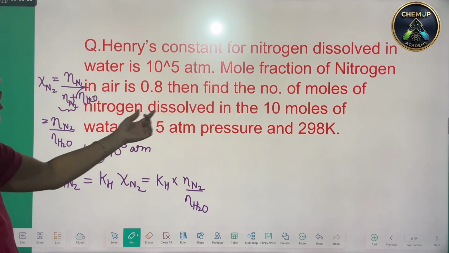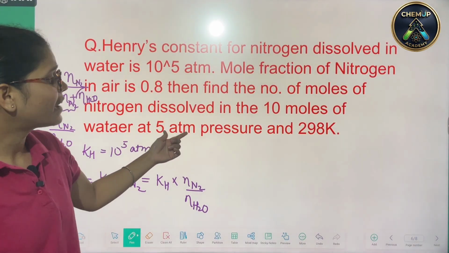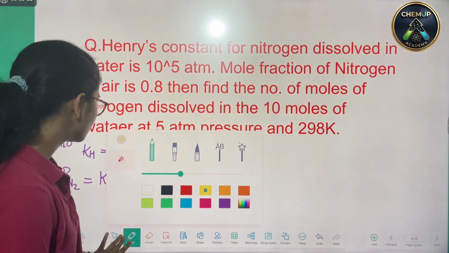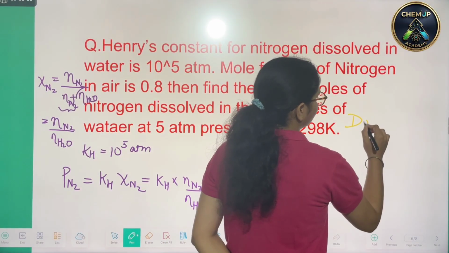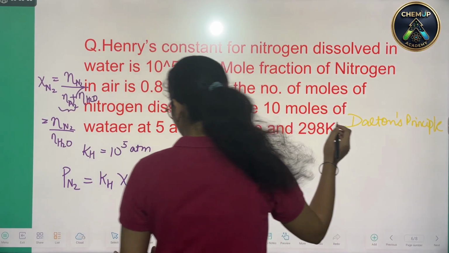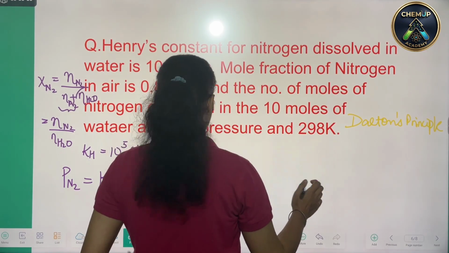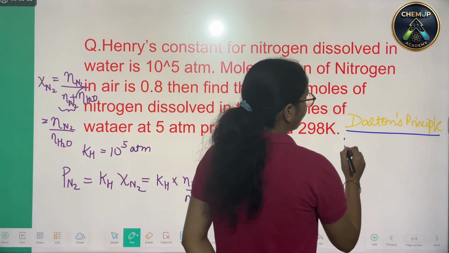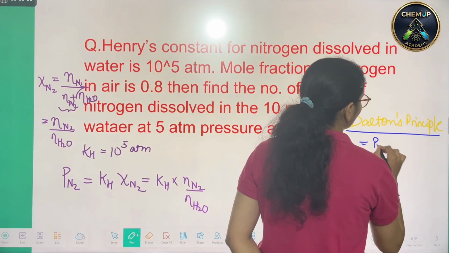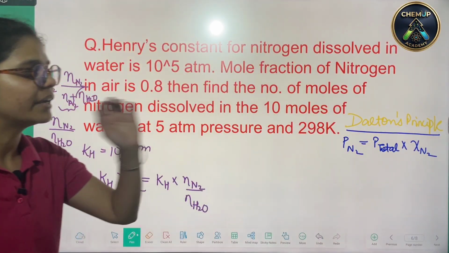Then they say the nitrogen is dissolved in 10 moles of water, so the 10 moles of water can be placed over here. The pressure is 5 atm. For this question, we first need to solve using Dalton's principle. Dalton's principle says that the partial pressure of any gas is equal to the total pressure into its mole fraction. This is how we can directly calculate.